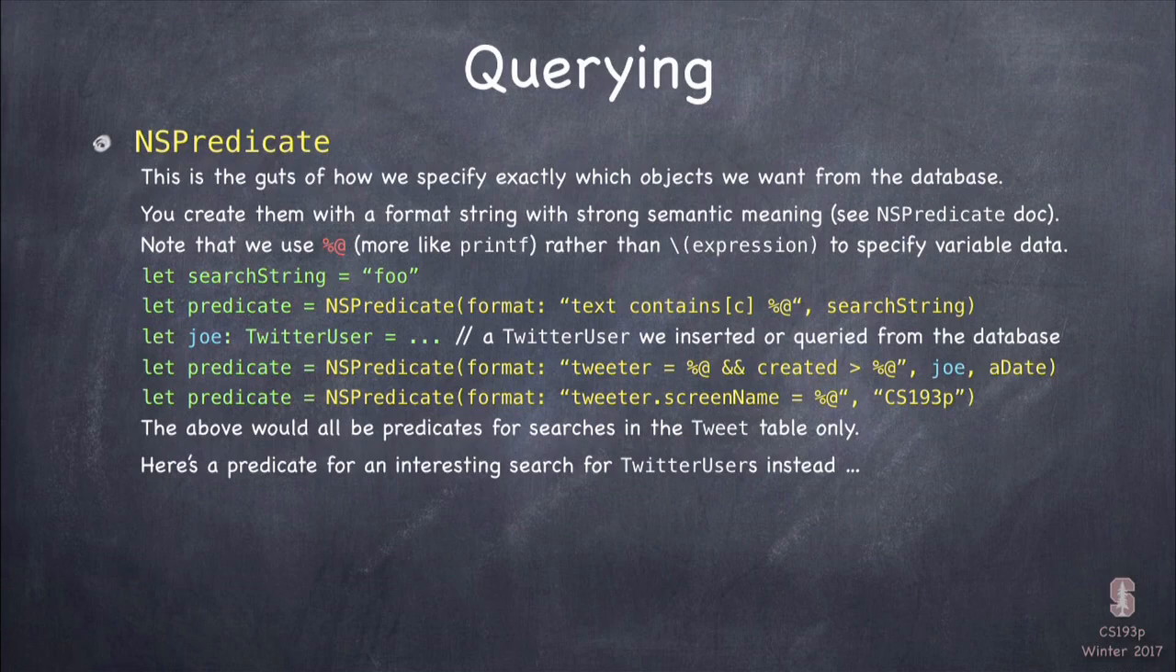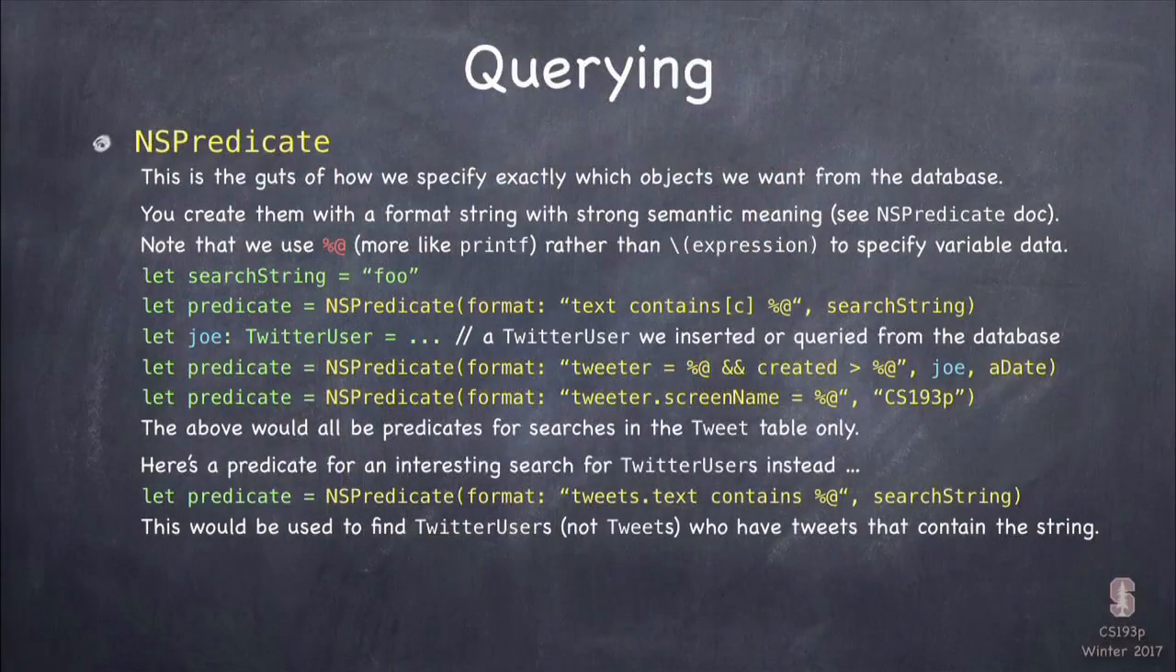You're starting to see the power of being able to query into the database, right? If I had thousands of tweets, it'd be really easy to find the ones since yesterday, for example. I'll show you that in a second here. And then I can also search through dot notation on other fields in other entities. But tweeter.screenName equals %@ with CS193P, that's still searching for tweets. That's searching for tweets whose tweeter's screen name is CS193P. You see what it's doing there? This is still a tweet predicate. This is not a Twitter user predicate.